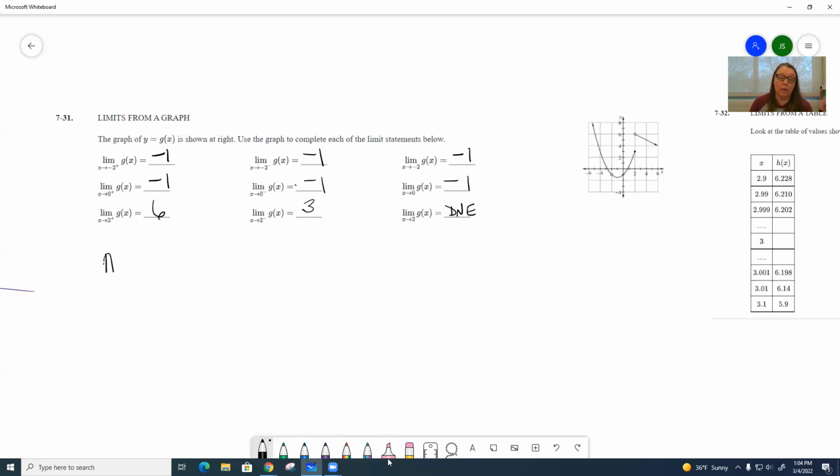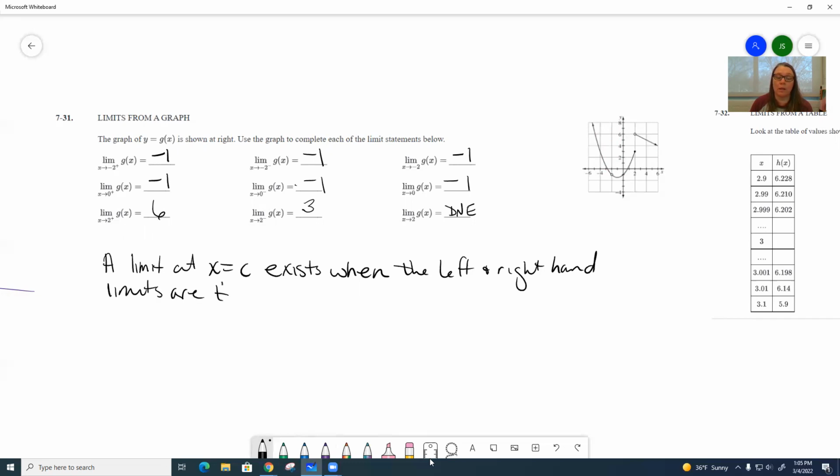So a limit at x equals c, so some constant, exists when the left and the right hand limits are the same. So when the left and right hand limits are the same.